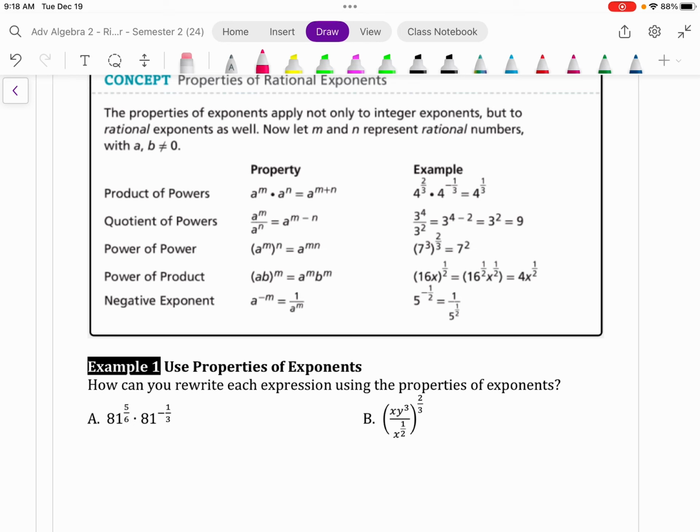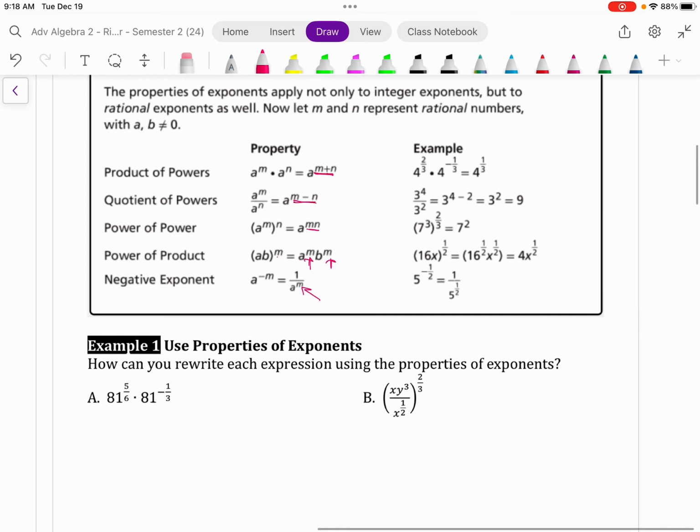So remember, when you have things being multiplied, you add the exponents. When you have things being divided, you subtract the exponents. When you have a base to a power to a power, you multiply. And if you have everything lifted to a power, that means that you do each separate thing to a power. And last, if you have a negative exponent, it goes down to the denominator as a positive.